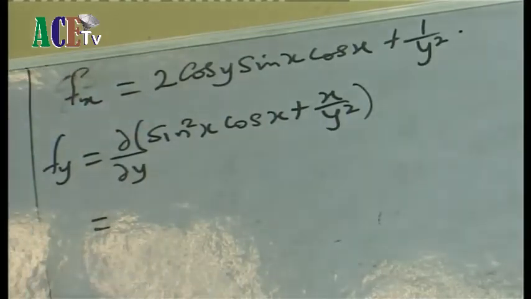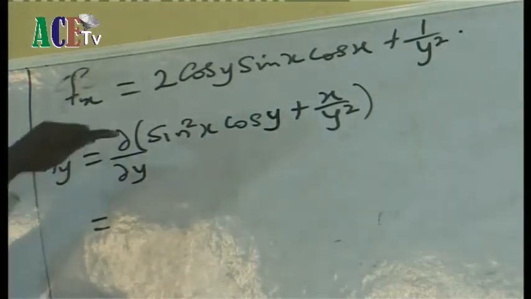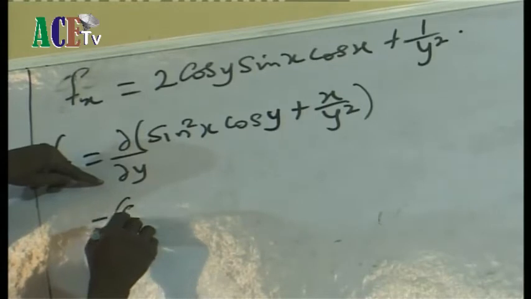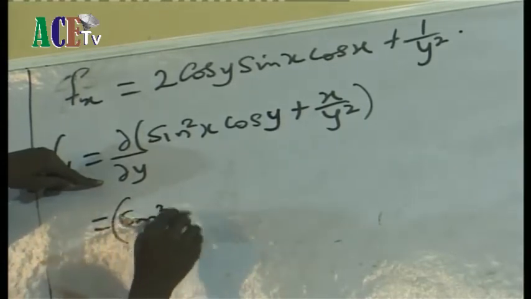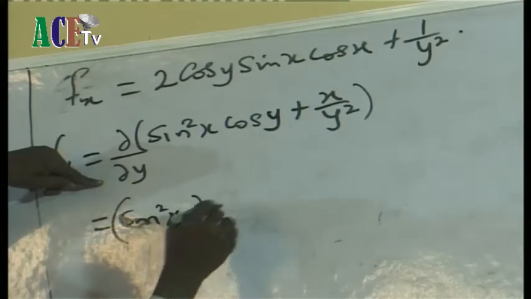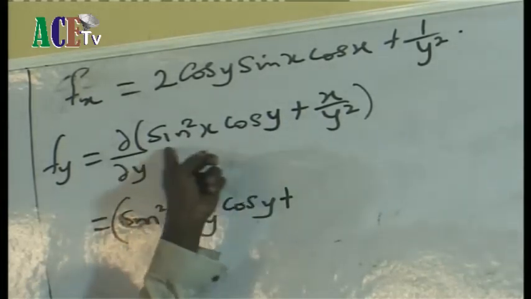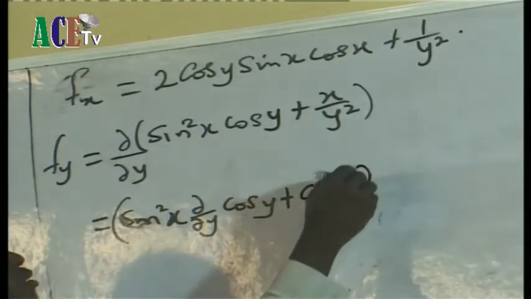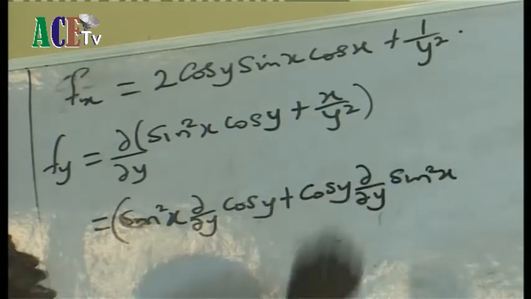Is that question correct? This one is cos y. I will keep this one constant. Differentiate this one. I will now have sine square x, the derivative with respect to y of cos y, plus I will now differentiate this one, keep this one constant: cos y, the derivative with respect to y of sine square x.